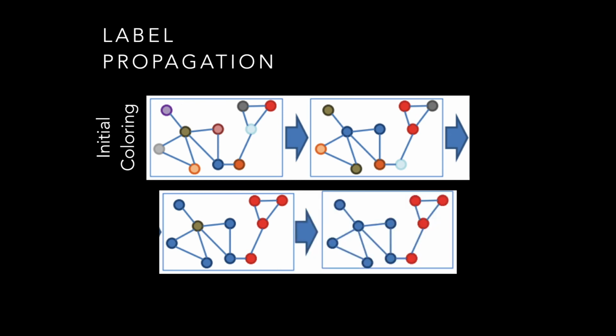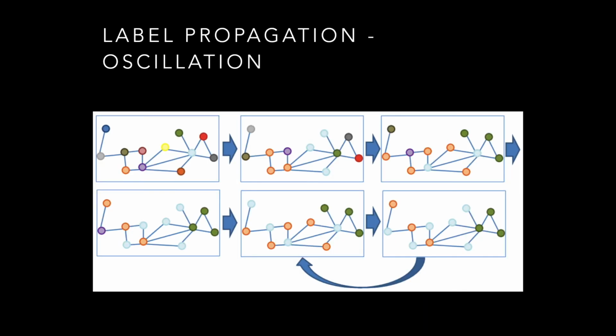And then after several iterations, we've hopefully converged at a stable clustering of the graph based on just looking at who my neighbors are, majority-wise. There are some issues with label propagation, namely oscillation.